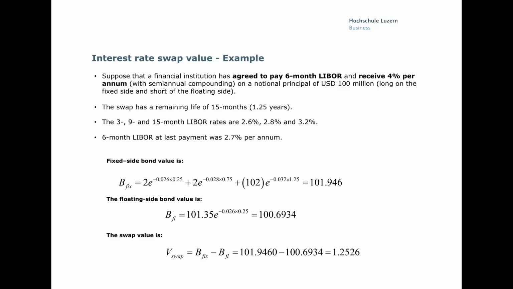The valuation of the swap is now straightforward and requires only to compute the difference between the value of the fixed rate bond and the value of the floating rate bond. Doing this with the corresponding numbers implies that the swap value is $1.2526 million.